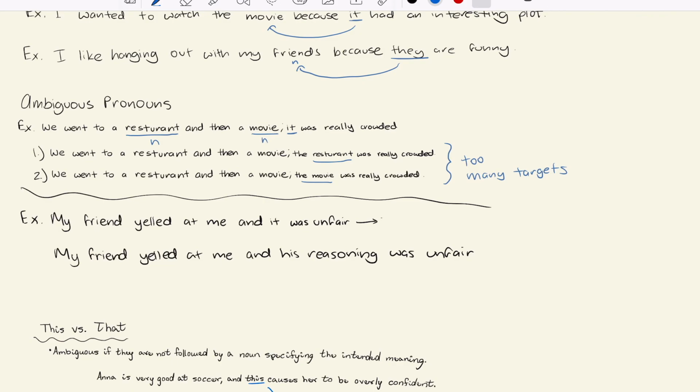Another example of an ambiguous pronoun is, in the sentence, my friend yelled at me and it was unfair. The pronoun it is ambiguous because it has no clear target, and it is unclear as to what it, the pronoun, is representing. The correct way to write the sentence is, my friend yelled at me and his reasoning was unfair. It is necessary to specify what it is talking about, which in this case is the friend's reasoning.